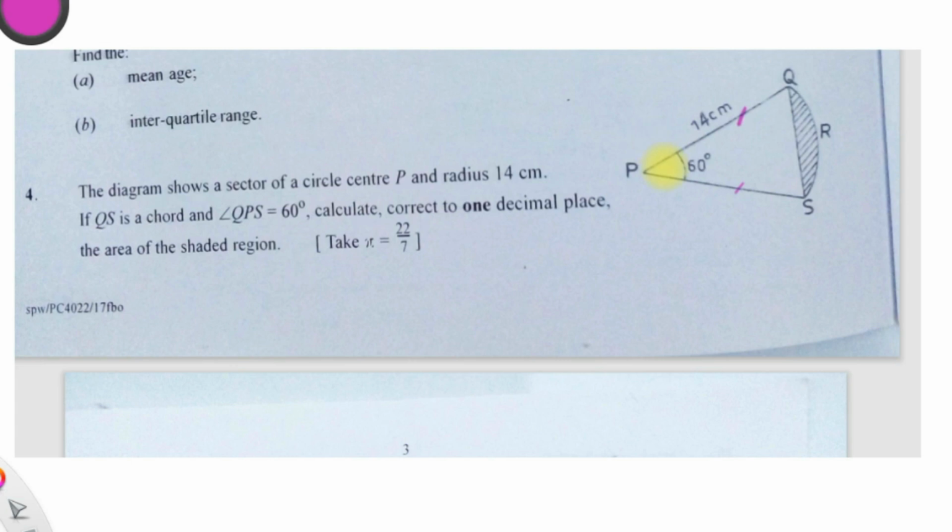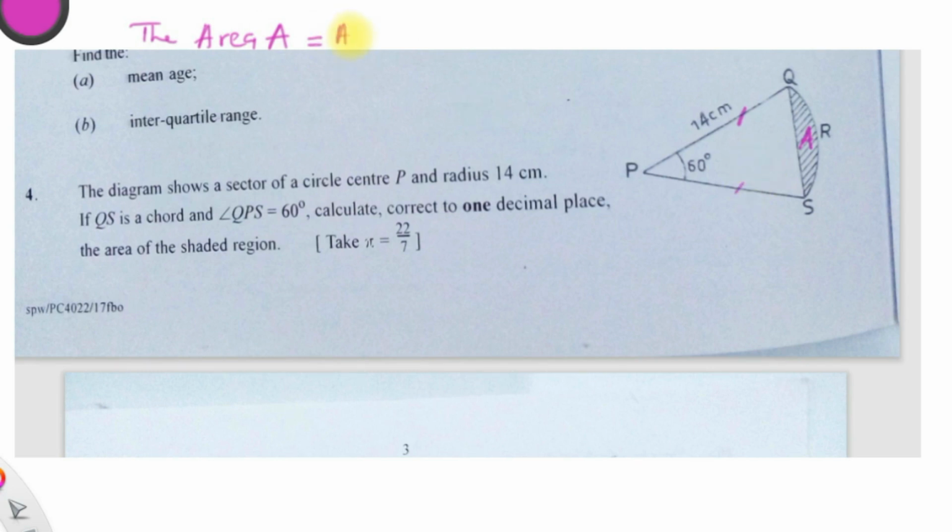And as we were saying, we have to find the area of the shaded portion. This is a segment. So the area of the shaded portion, let's denote it by A. You can say that the area A is equal to what? Area of the sector minus the area of what?